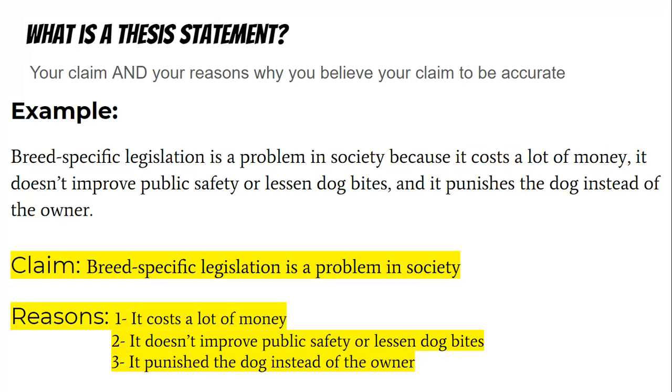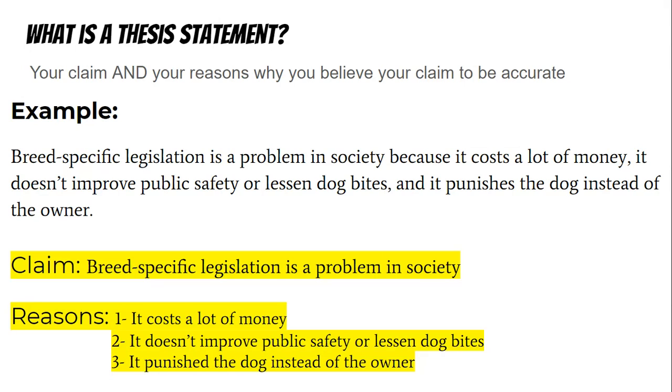So to break it apart, the first highlighted line is the claim within the thesis. So it's this author's opinion about their topic. They think breed-specific legislation is a problem in society. So that's their opinion. They think it's a bad thing. Then they give the three reasons why they believe that.